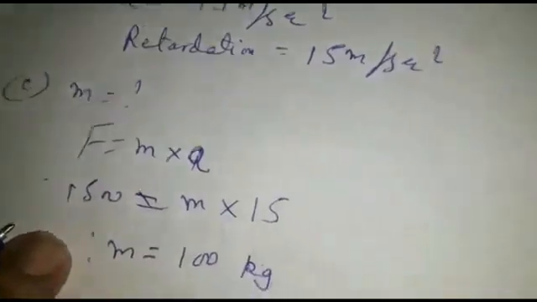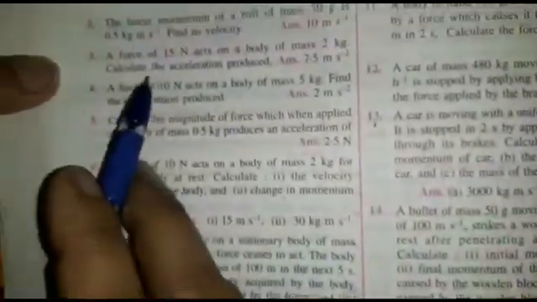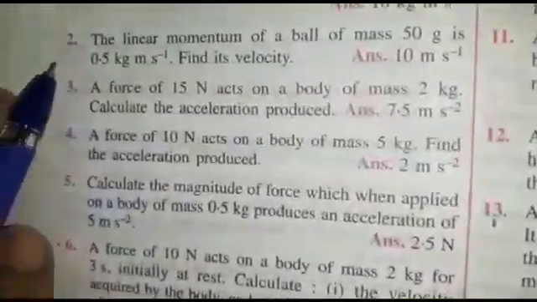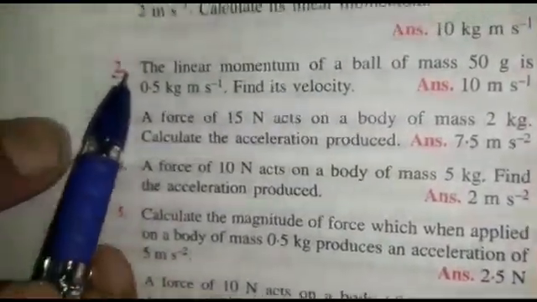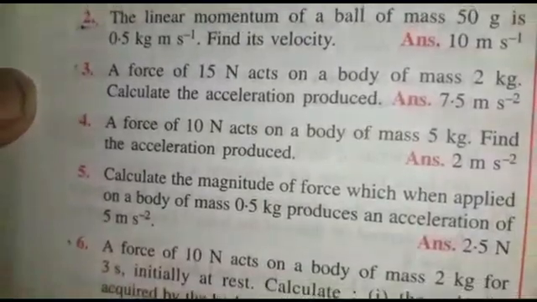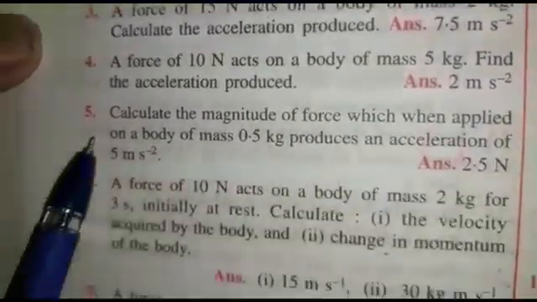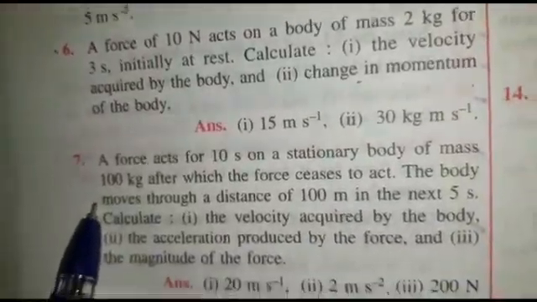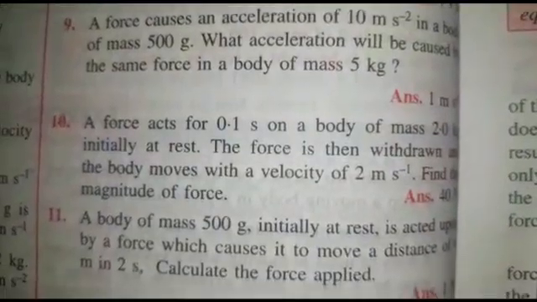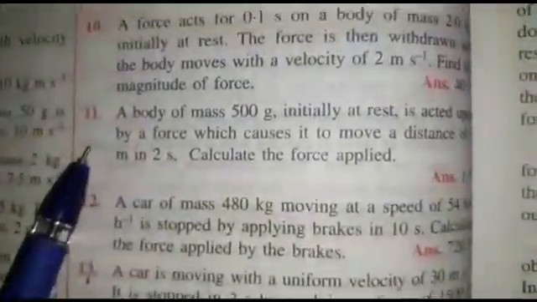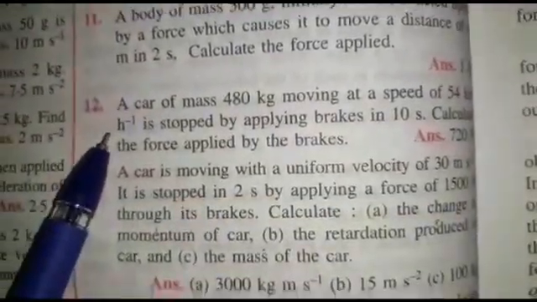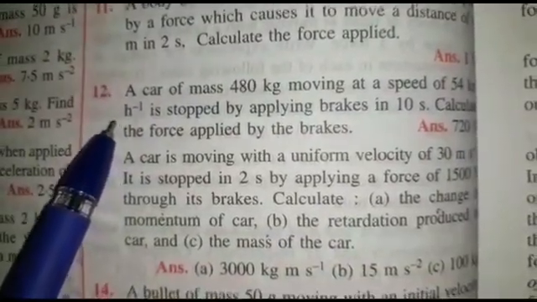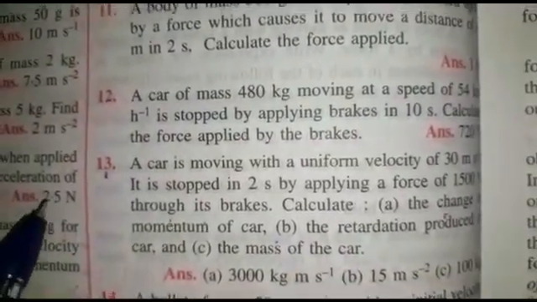Now children, these numericals I have given for the homework. This is your homework. Do these numerical. Second, this is your assignment. Second, 4, 5, 7, 9, 11 and 12. These numericals you have to do it in your physics register.